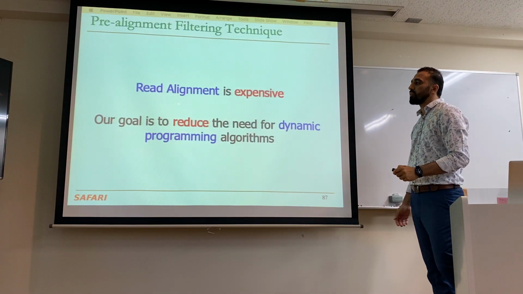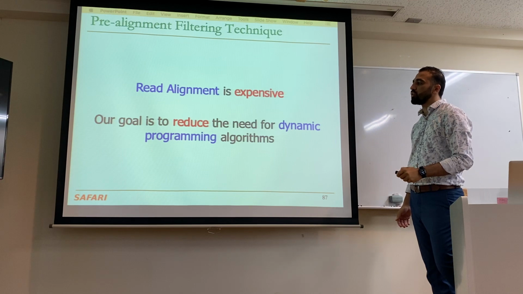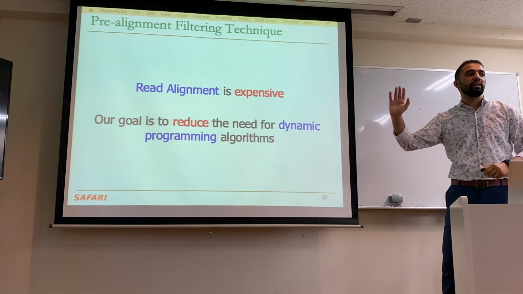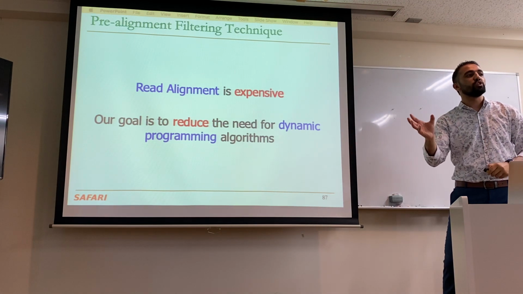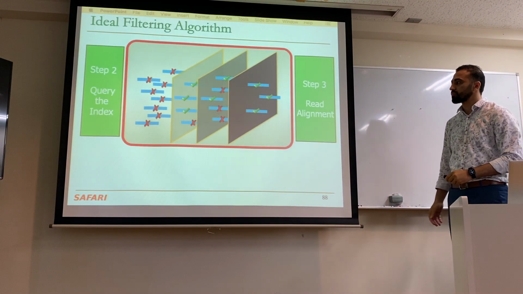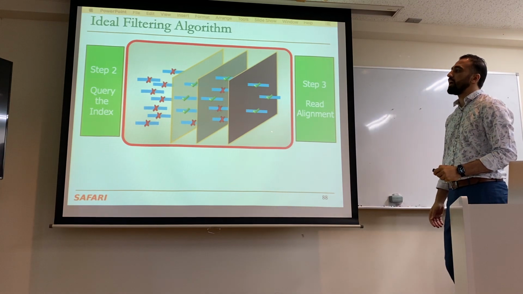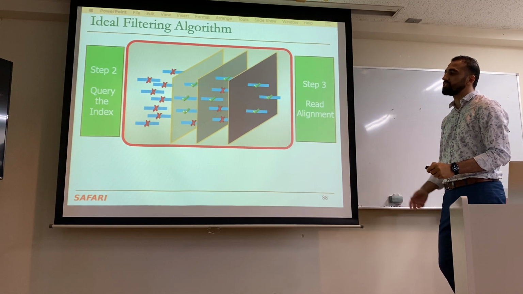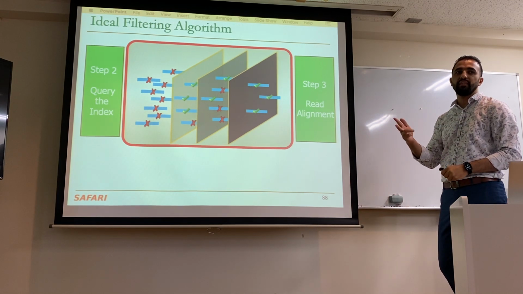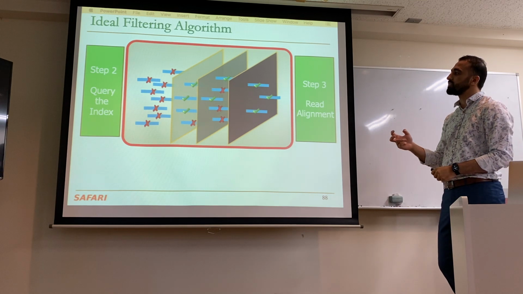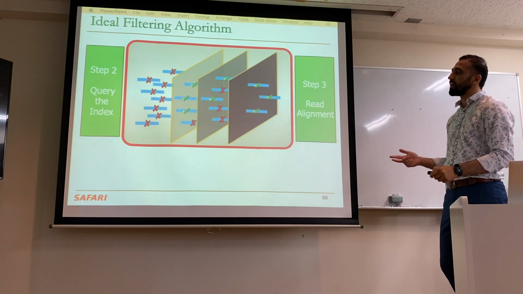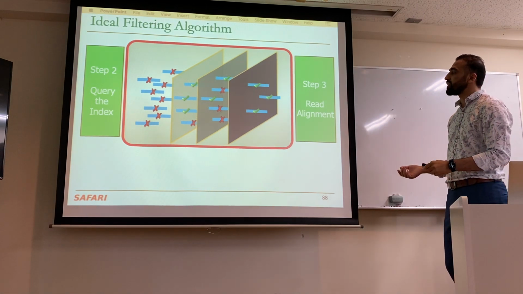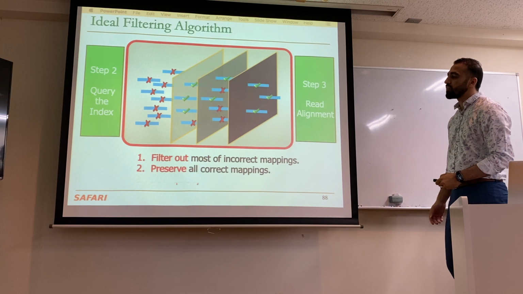So again, we notice the dynamic programming algorithm is expensive, and our goal is to reduce the need for the dynamic programming algorithm. We cannot avoid it, we cannot replace it, but we can reduce the workload. So we propose different types of pre-alignment filters that each of them can filter different strings. If we notice that they really have high dissimilarities, then we delete them. If they are equal or if they are similar, then we send them to the dynamic programming algorithm.